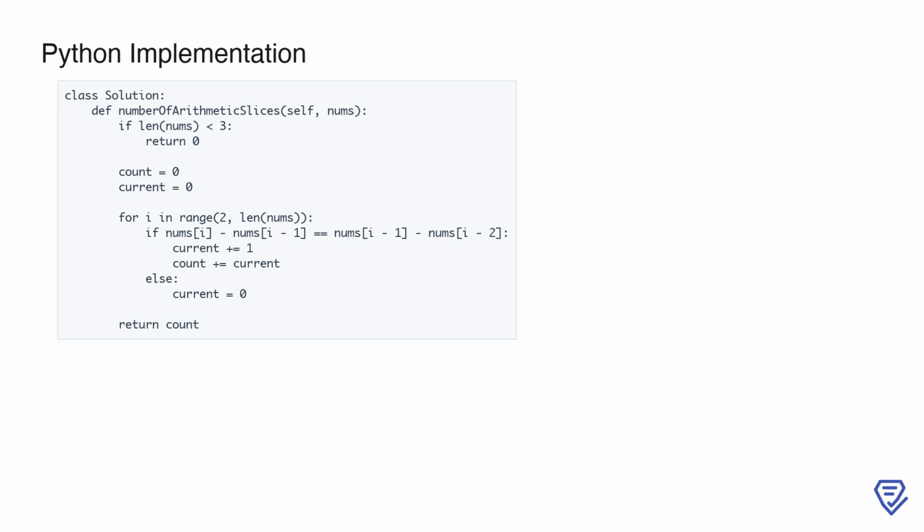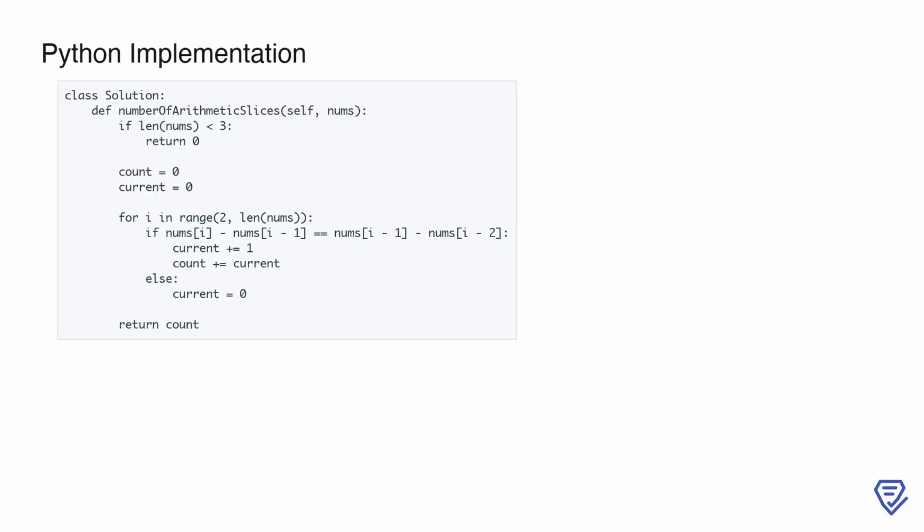This solution aims to efficiently count the number of arithmetic slices in the input array nums. An arithmetic slice is a subarray of at least 3 elements where the difference between consecutive elements is constant. First, we handle the edge case. If the array has fewer than 3 elements, it's impossible to have an arithmetic slice, so we return 0 immediately. We initialize two variables, count, which stores the total number of arithmetic slices, and current, which tracks the number of consecutive arithmetic slices ending at the current index.